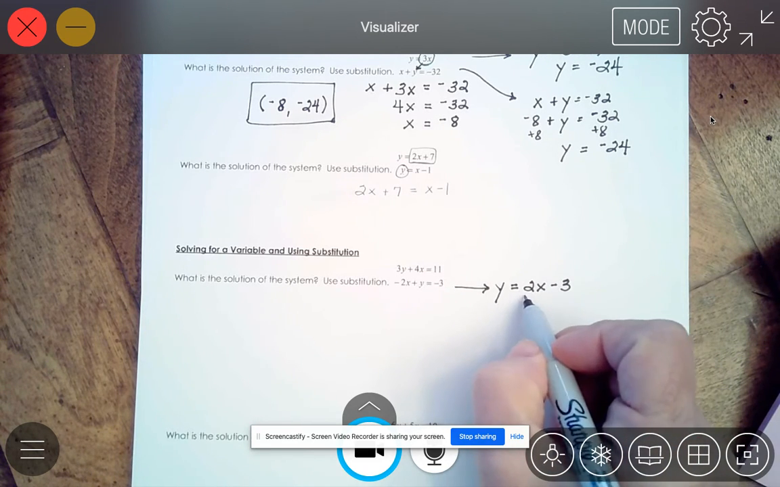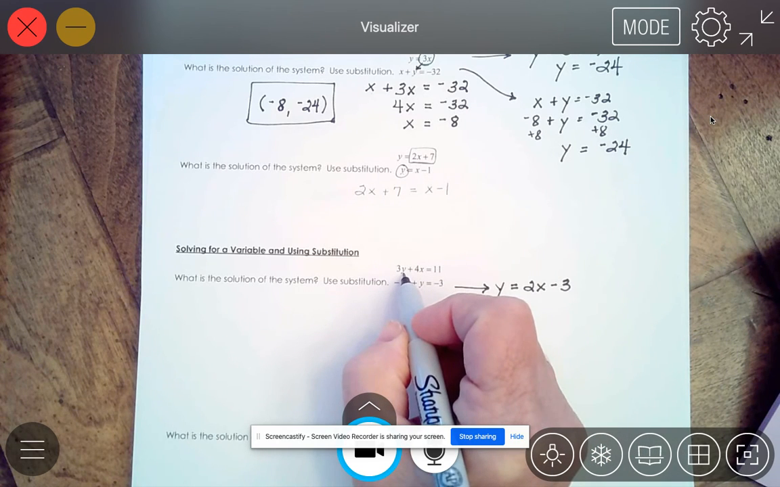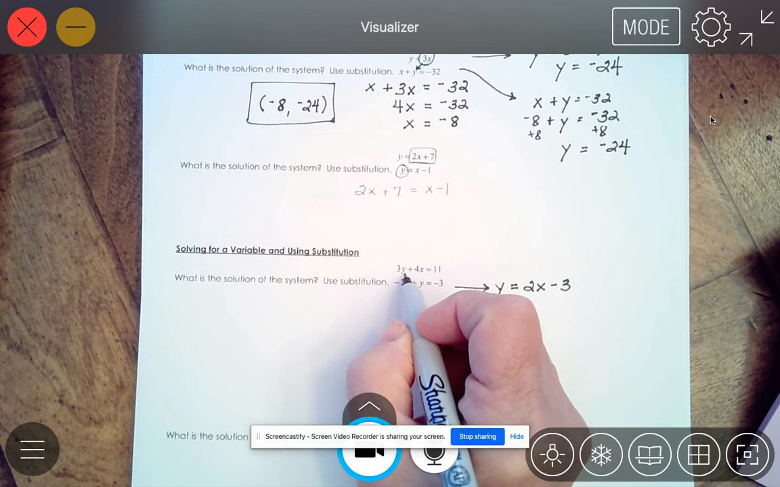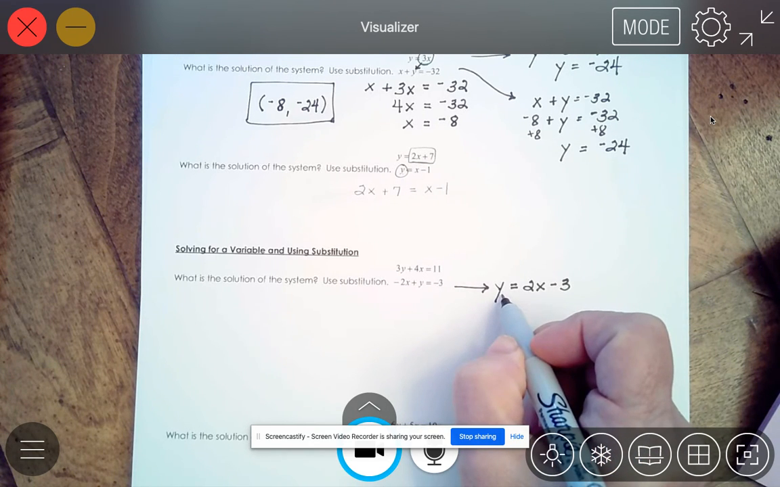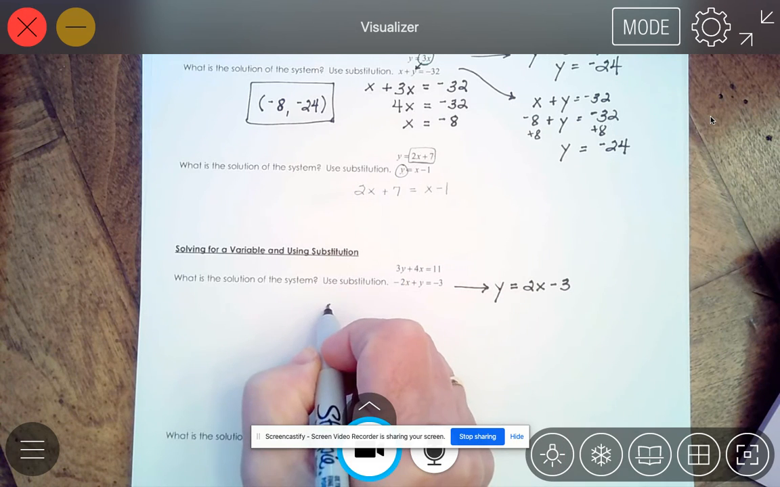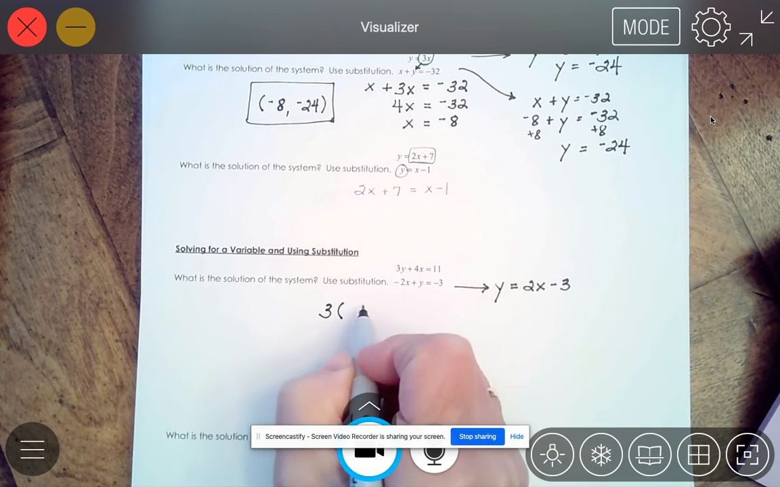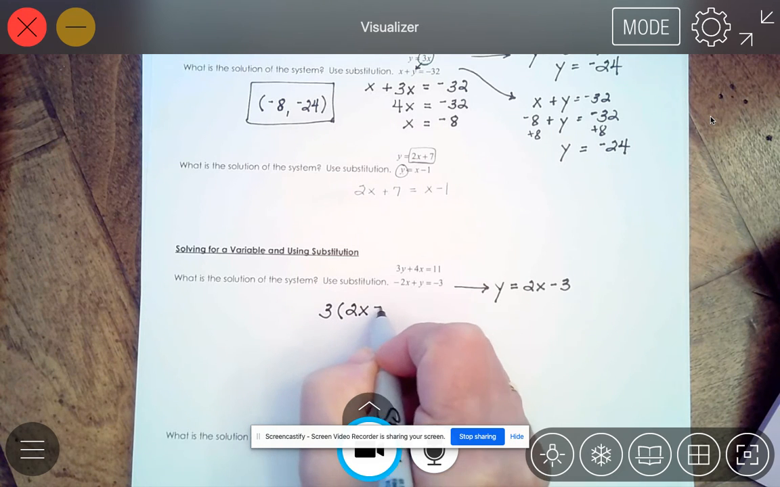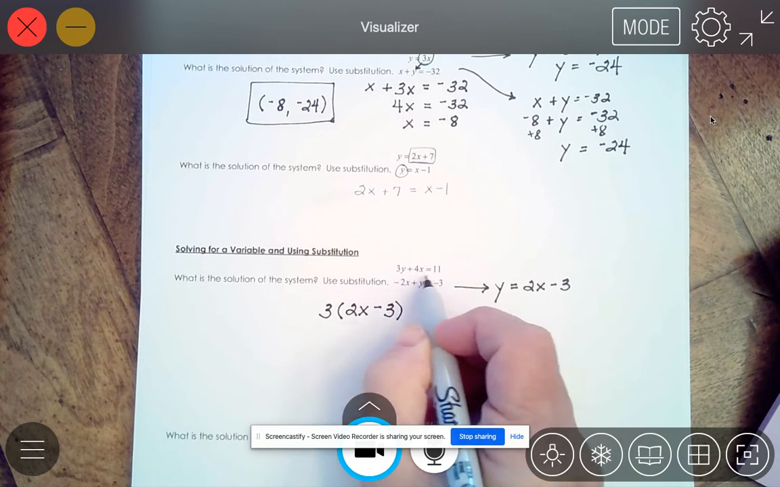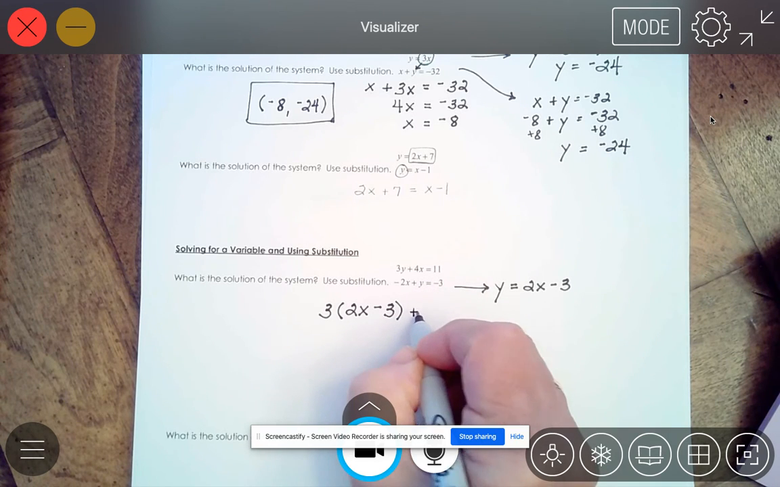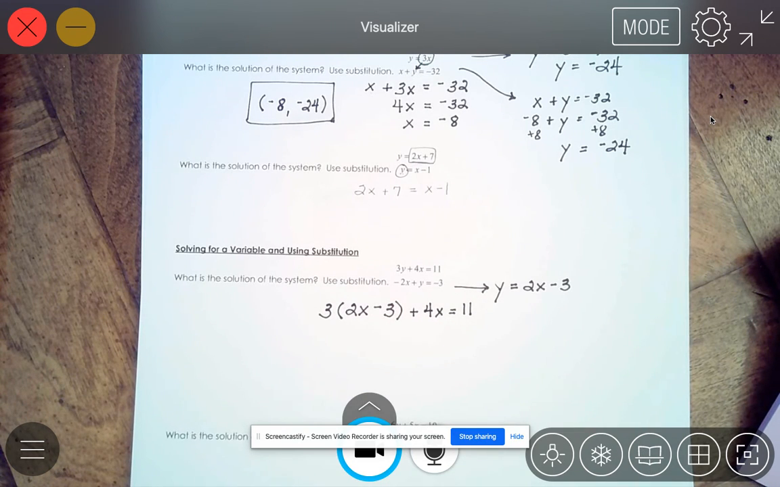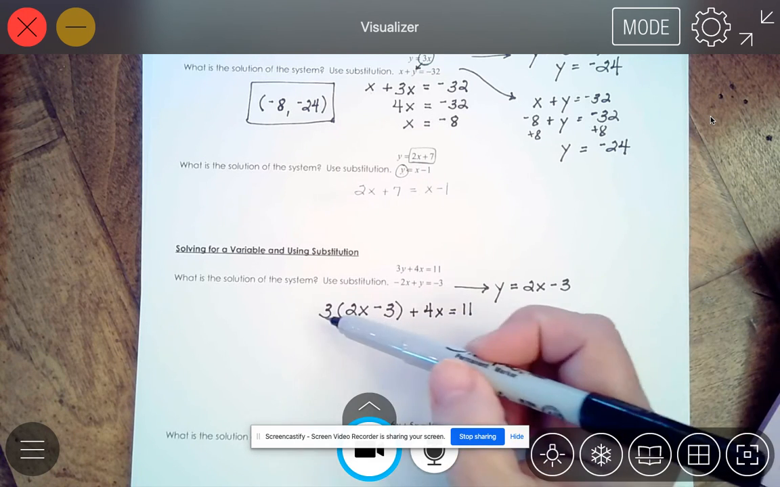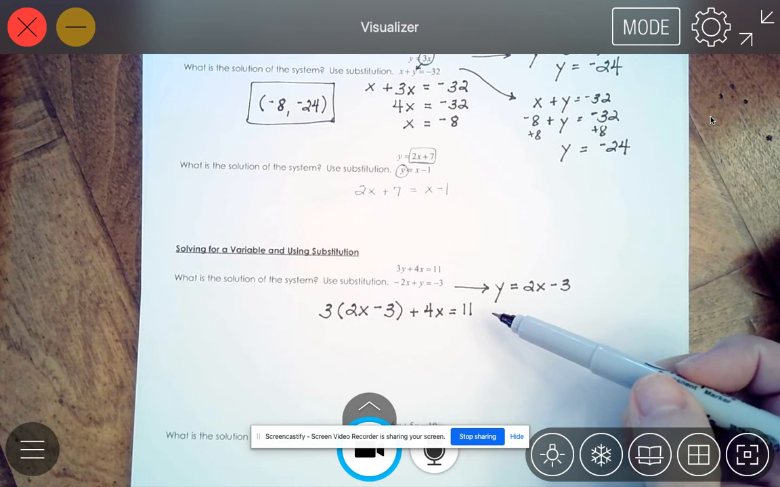I know that y is equal to 2x minus 3. I'm going to put it in here for y. I'm going to put it in the opposite equation, and I'm going to substitute 2x minus 3 for y. So down here, I have 3 instead of y, 2x minus 3. And now I'm just going to finish the equation. Plus 4x is equal to 11. Now I have an equation right here, and the only variable that it has is x.